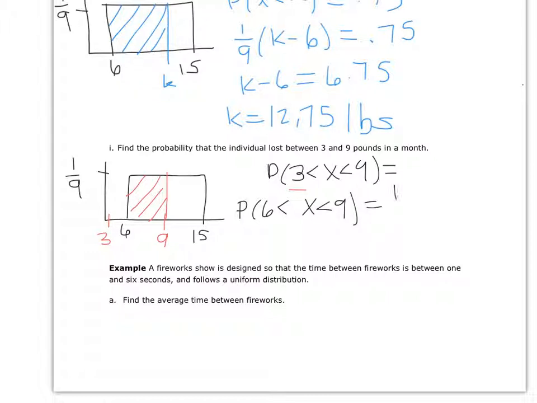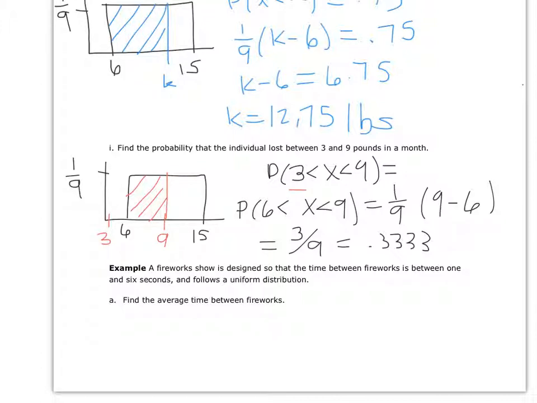So we can find that probability. We take that 1/9, multiply it by 9 minus 6, and so we get 3/9, or 1/3, or 0.3333.